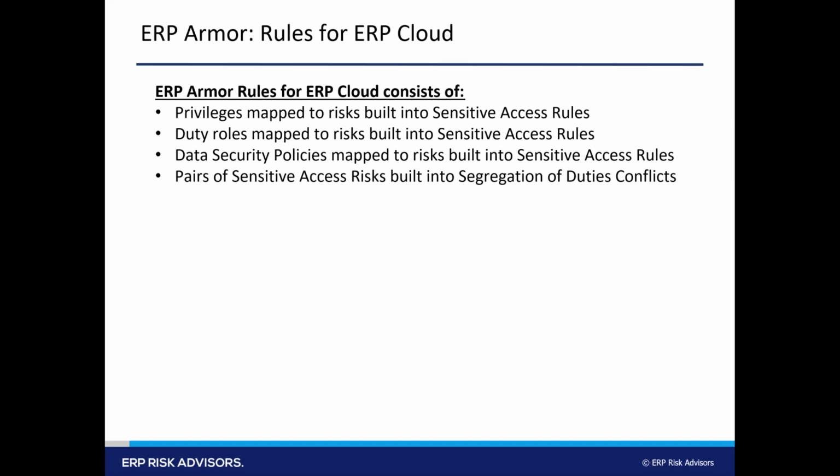So just to put the context of when you're looking at access controls, and specifically how you're looking at the rules engine that goes into SafePaaS software to be able to look at SOD and sensitive access risks. The rules would be consisting of privileges mapped to sensitive access rules, like who has the ability to enter and maintain suppliers, for example. Duty roles mapped to sensitive access rules. There are risks associated with data security policies that also are built into sensitive access rules, and then effectively the aggregation of those risks, the pairs of sensitive access risks built in, are what we think of as segregation of duties conflicts.